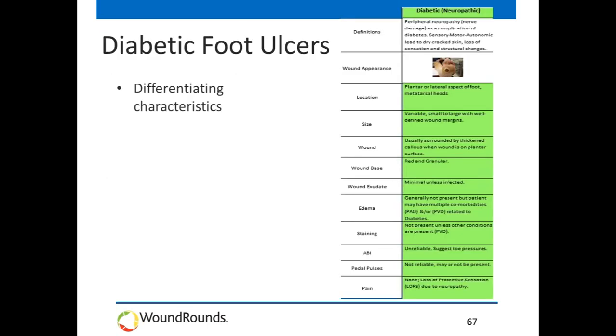So again, diabetic foot ulcers, they're deeper, painless, with even margins, and a lot of times you'll see that big callus ring around it. Granular tissue, unless they have vascular components, sometimes it'll be a little darker, but associated with diabetes on the plantar aspect of the foot.